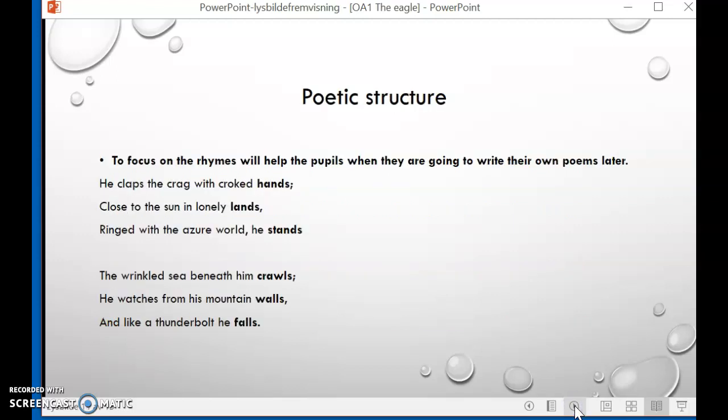Poetic structure. To focus on the rhymes will help the pupils when they are going to write their own poems later. In this poem we have 3 words that rhyme in each stanza. Hands, lands, stands in the first, and crawls, walls, and falls in the second.